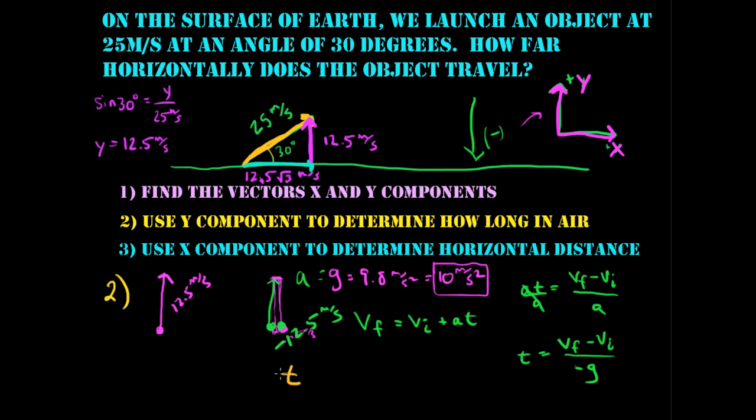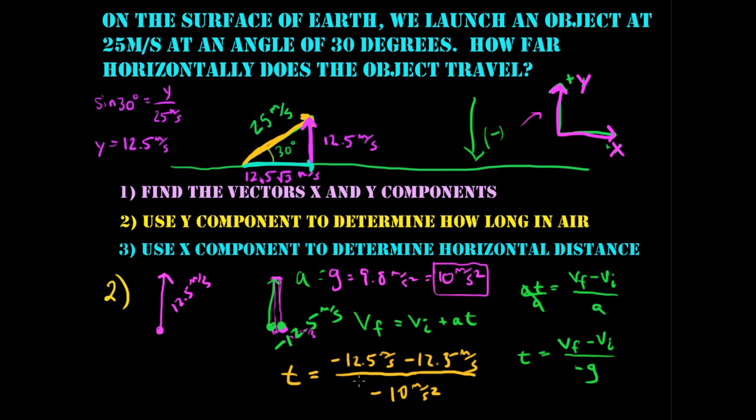We're going to have t is equal to negative 12.5 meters per second minus a positive 12.5 meters per second for our initial velocity, and all of that is going to be divided by negative g. Negative g is always positive. The negative portion is just saying in the negative direction. So we have negative 10 meters per second squared.